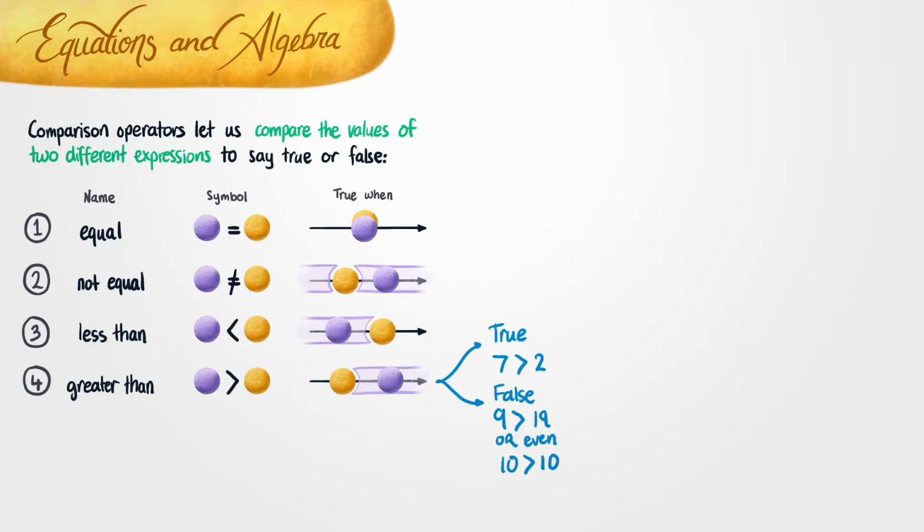It's also important to consider what would happen if the left-hand side is actually equal to the right-hand side. If we write 10 is greater than 10, this is actually a false statement because 10 is the same as 10, or in other words, it's equal to 10. So you cannot write that 10 is greater than 10 and expect it to be true.